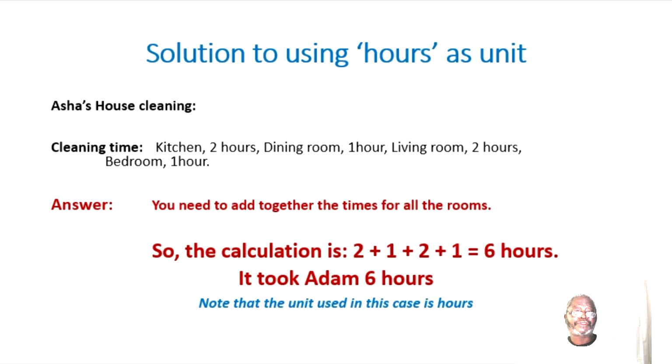So you need to add together the times for all the rooms. So the calculation is 2 for the kitchen, 1 for the dining room, 2 for the living room, and 1 for the bedroom. Add them up together and you'll have a total of 6 hours. The unit in this case is hours. Okay?